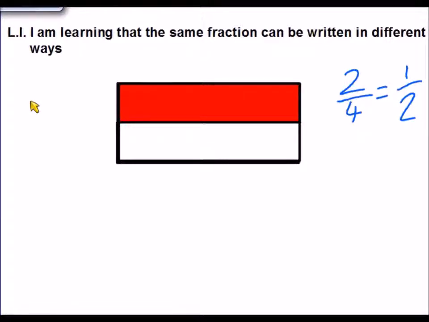So this is what's meant when we say equivalent fractions. It's when we take the same fraction of a shape, or the same fraction of a number, and write it or express it in different ways.